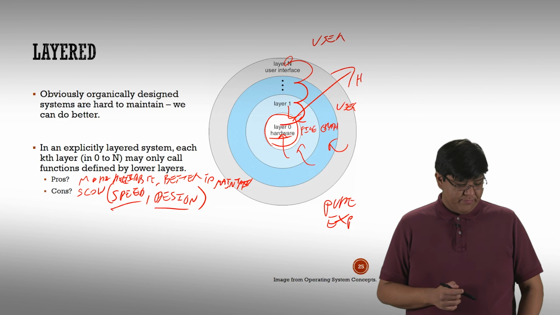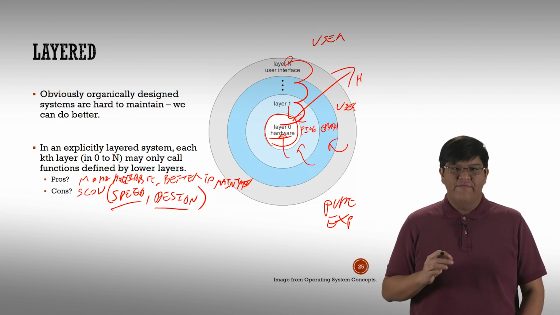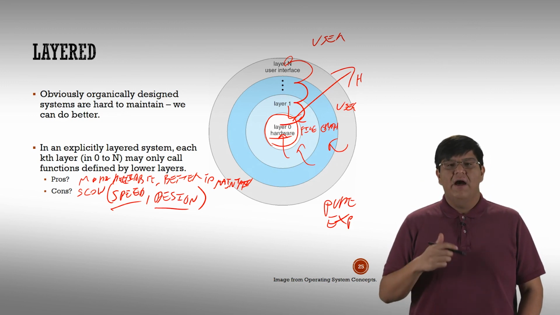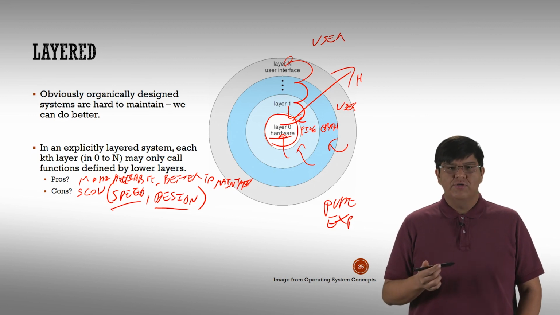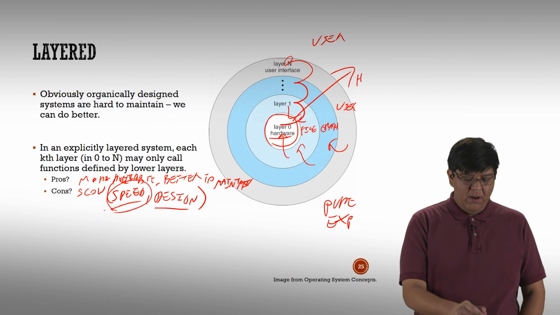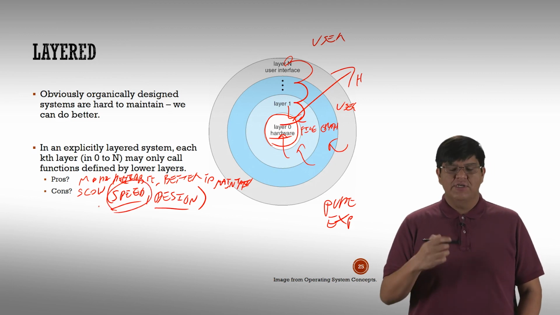All right, so this is what we have for layered systems. In the next video, we'll talk about another approach, the microkernel approach. The microkernel approach will address this issue of speed that we talked about, where we have to go so many calls deep to actually get to where we want to go.